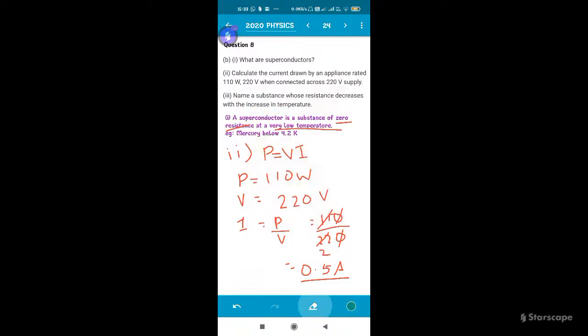So the answer in this case will be semiconductors. Semiconductors are substances which have a very special sort of conductivity. As you increase the temperature, their resistance decreases, and as a result they can conduct. So the answer will be semiconductor. You will study more about this in class 12. Okay, alright. Let's move on to the next question.